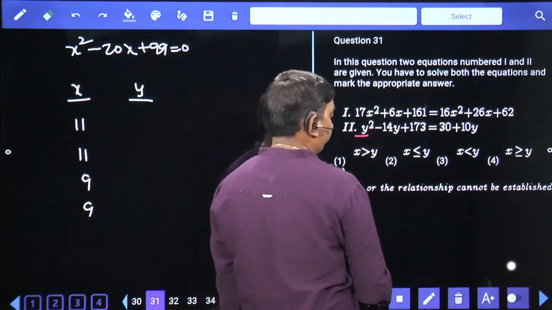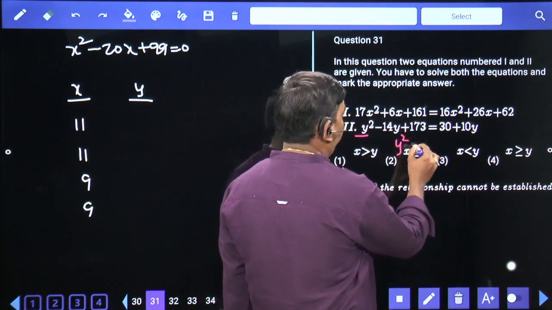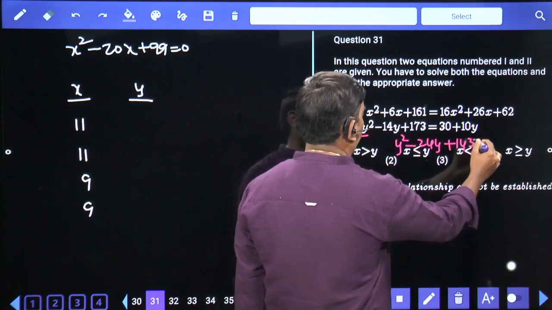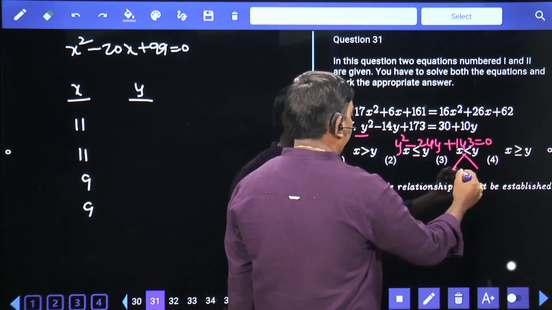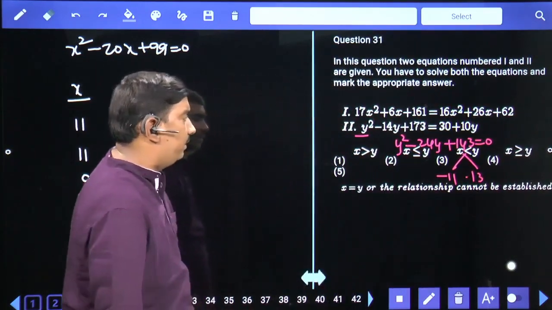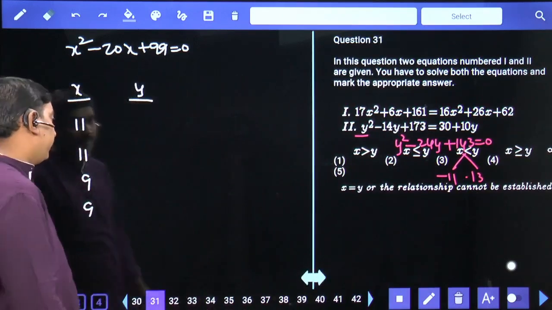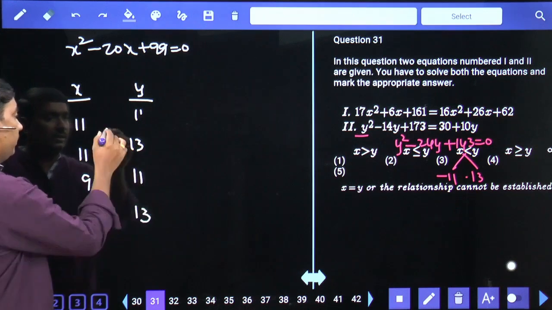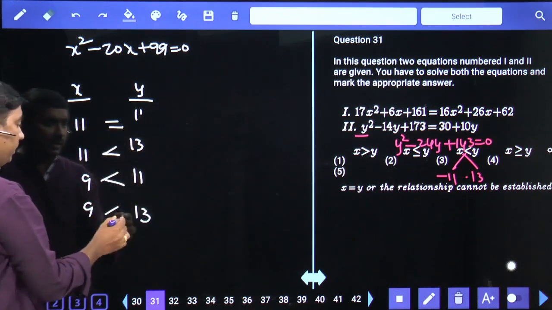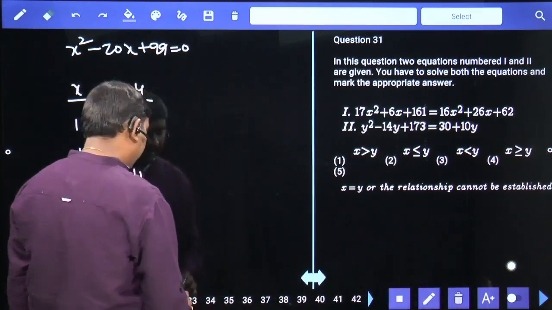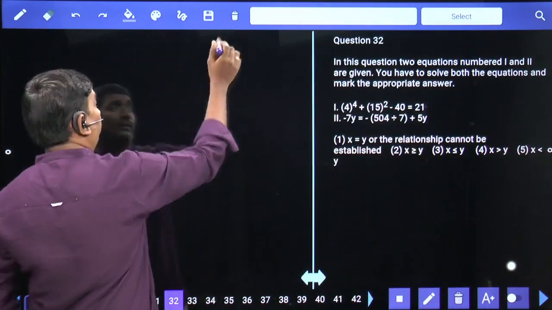Y square minus 24y plus 143 is equal to 0. 143 means 11 13 times. Minus 11 minus 13 will give us minus 24. Finally, plus 11 plus 13. So x less than or equals to y.